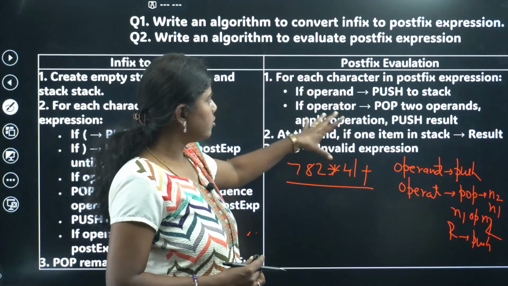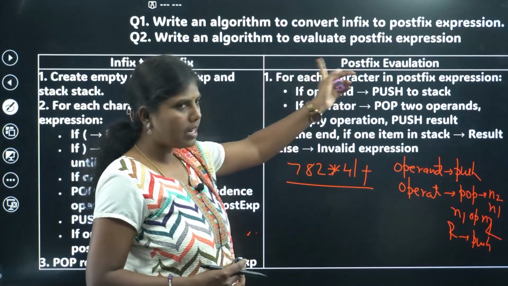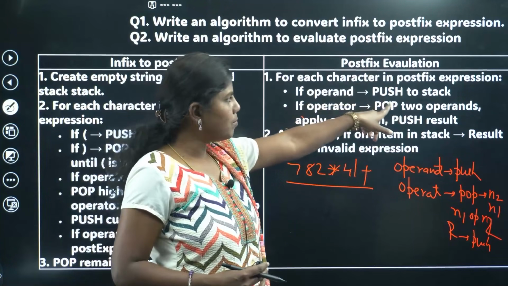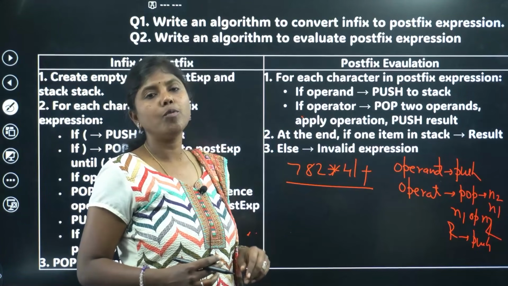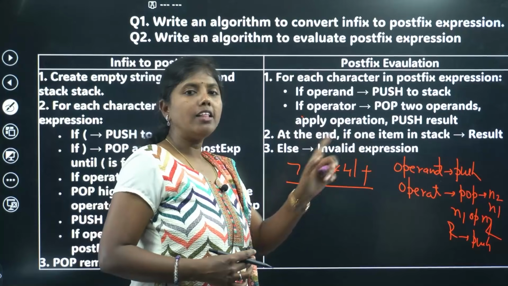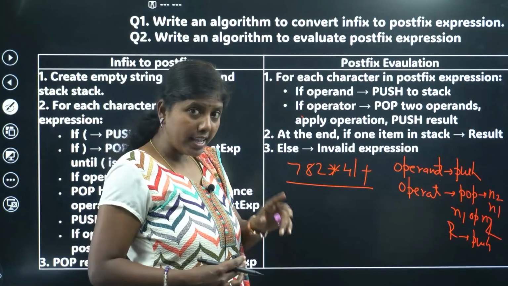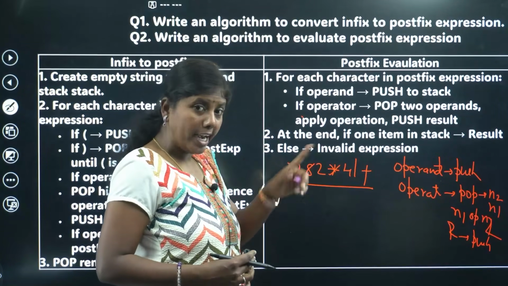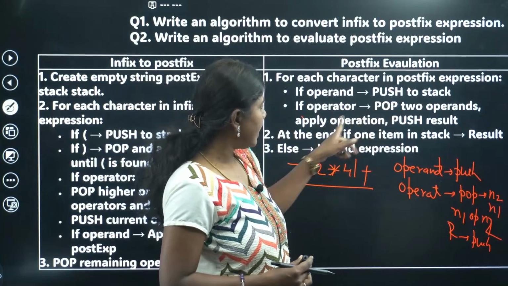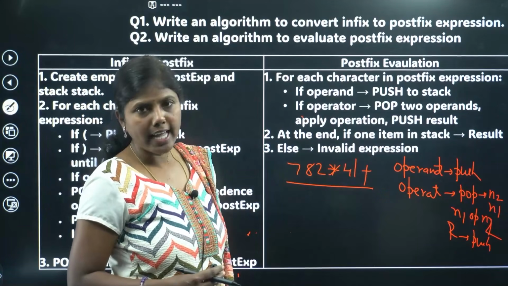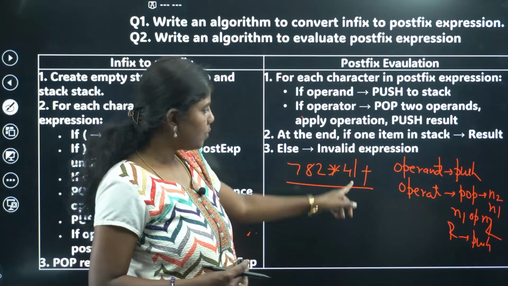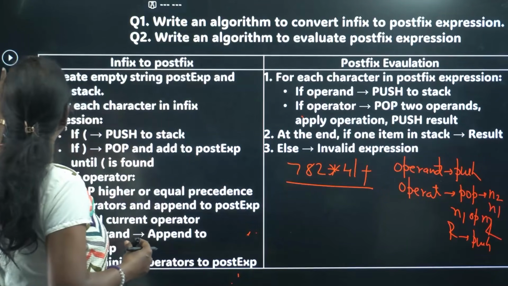Each character you have to scan from left to right. If you encounter an operand, push to the stack. If you get an operator, pop two elements. One you store in N2, the other in N1, sorry, in this order only. N1, N2, and then perform the operation, and then push the result to the stack. Is the point clear? So we'll just do this example and then we'll check.